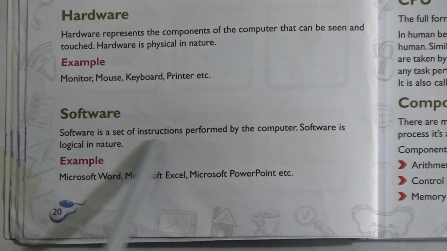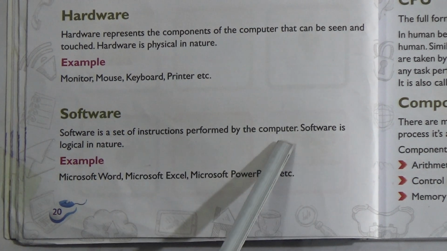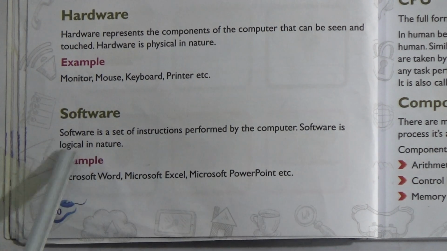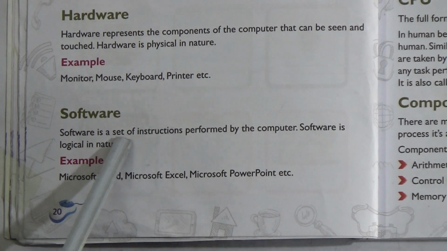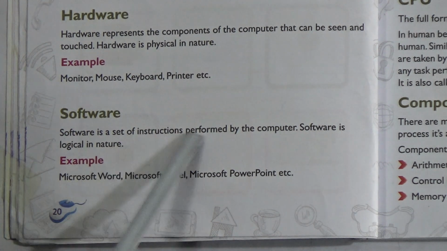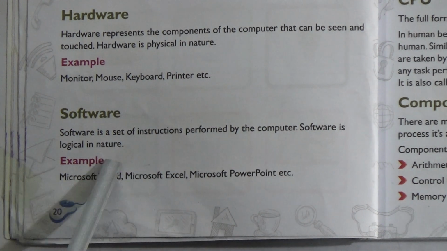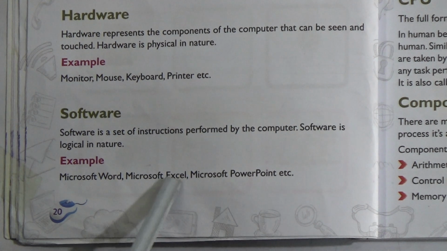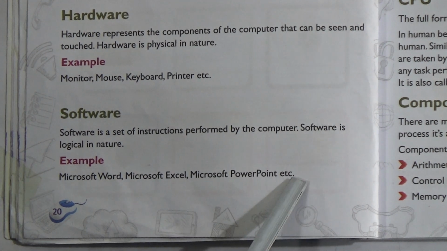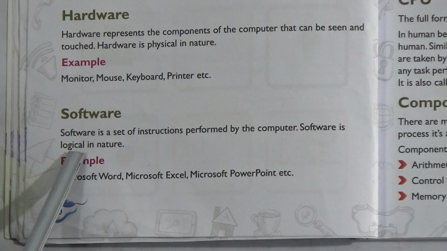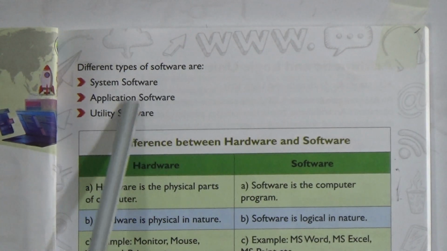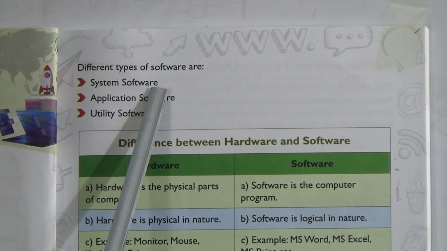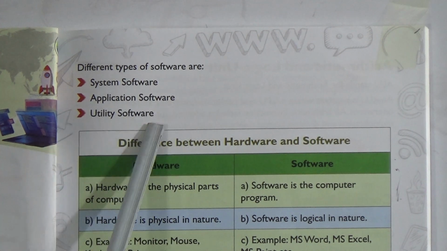Software is a set of instructions performed by the computer. Software is logical in nature. So software is one kind of instrument that we cannot see and we cannot touch. Example: Microsoft Word, Microsoft Excel, Microsoft PowerPoint, etc. So software is a set of instructions. Different types of software are given here: system software, application software and utility software.